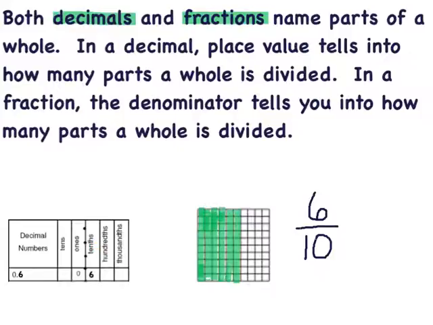Whereas in a fraction, the denominator tells you into how many parts a whole is divided. And in this case, I'm looking at a hundreds chart, and of course we know that each column has 10, and so I have 6 columns. So I have 6 out of the 10, or 6 tenths.